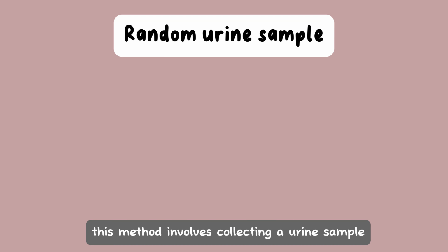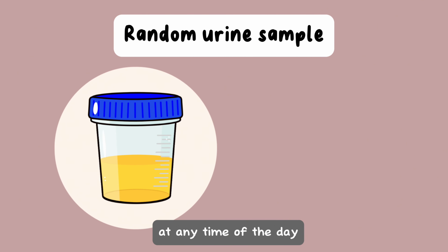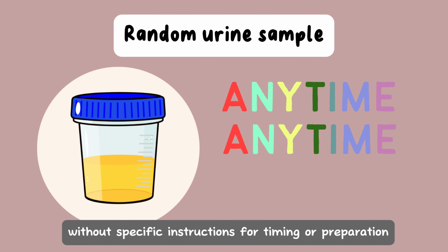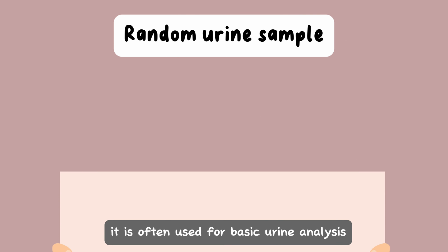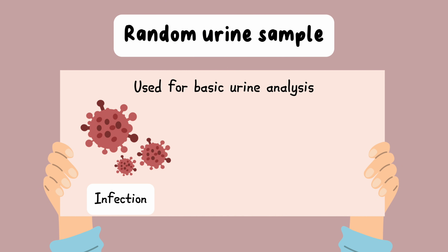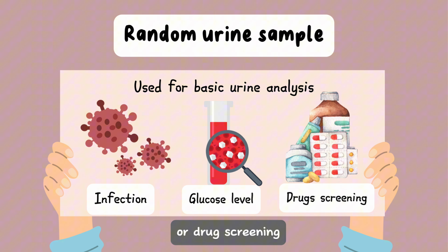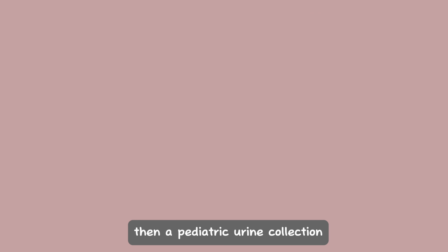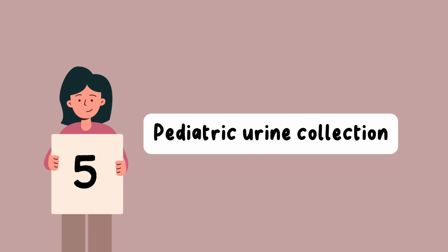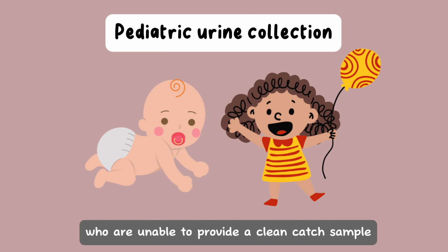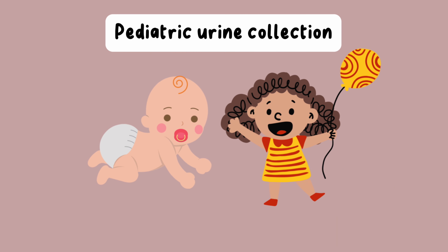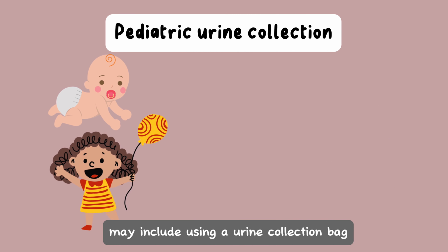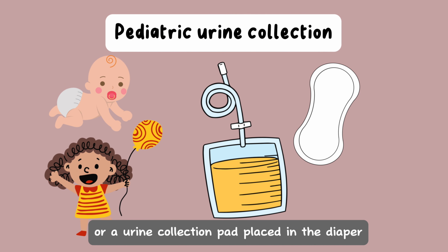We also have random urine sample. This method involves collecting a urine sample at any time of the day without specific instructions for timing or preparation. It is often used for basic urine analysis to check for infections, glucose levels, or drug screening. Then, pediatric urine collection. For infants and young children who are unable to provide a clean catch sample, urine collection methods may include using a urine collection bag or a urine collection pad placed in the diaper.